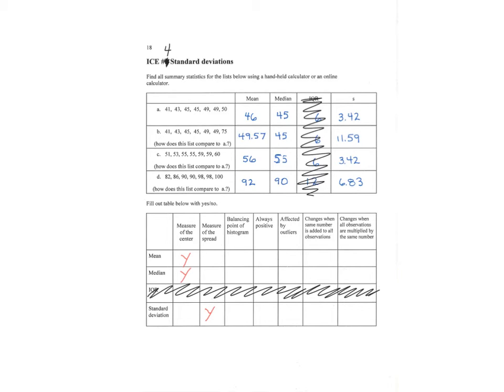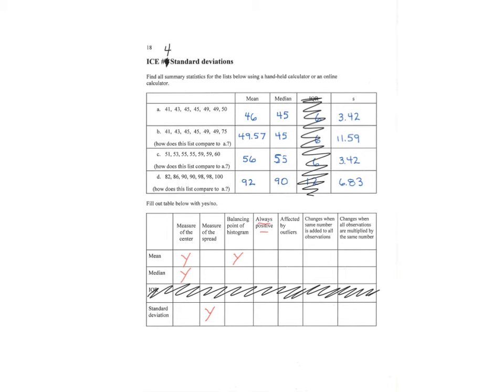Which one is the balancing point of a histogram? That is the mean. Which of these are always positive? So all the examples we've done so far, all the numbers have been positive. All the numbers up on the top half are positive. But which ones are always positive?